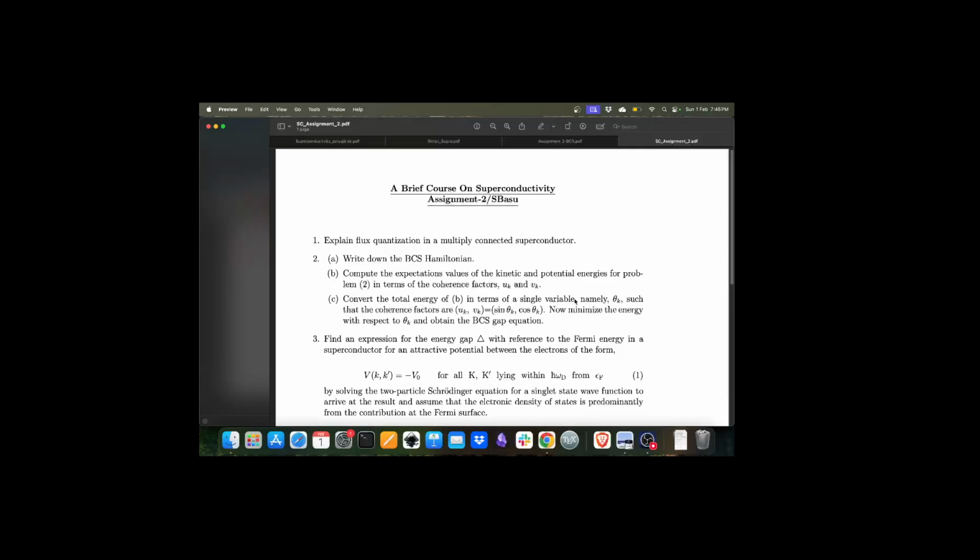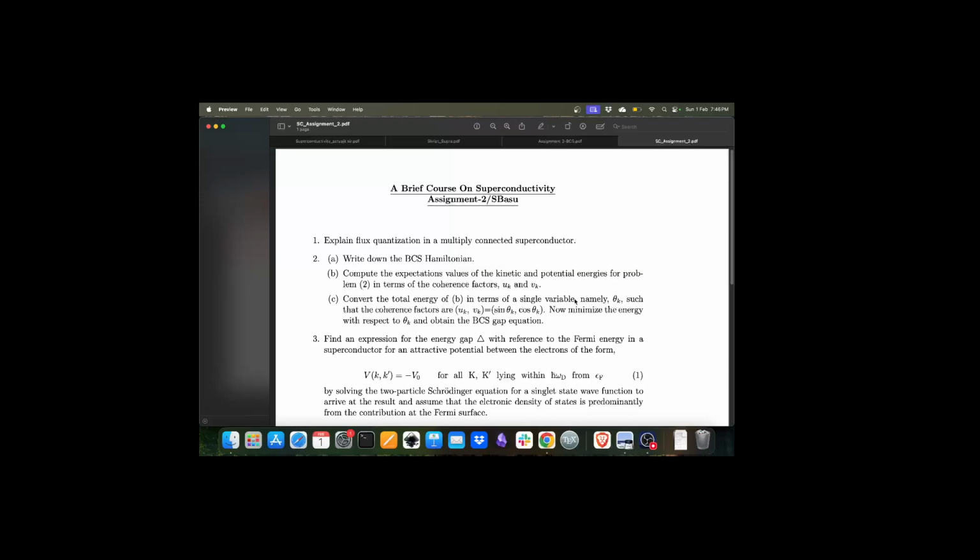So what question 3 says is that, imagine the energy gap is given as delta, and the superconducting potential for K and K prime is given as minus V0. Then by solving the two-particle Schrodinger equation, we need to find this delta. Actually, delta is not given. We need to find the delta expression. Now there is definitely one way, the second quantization picture.